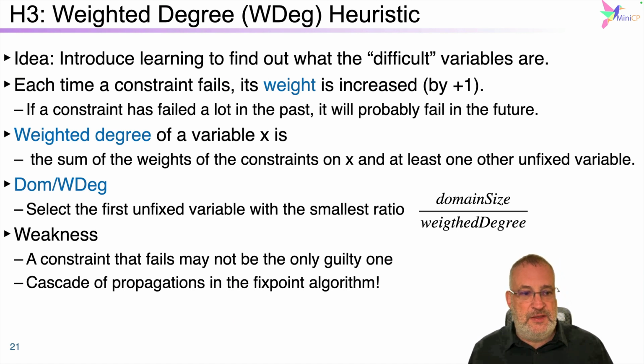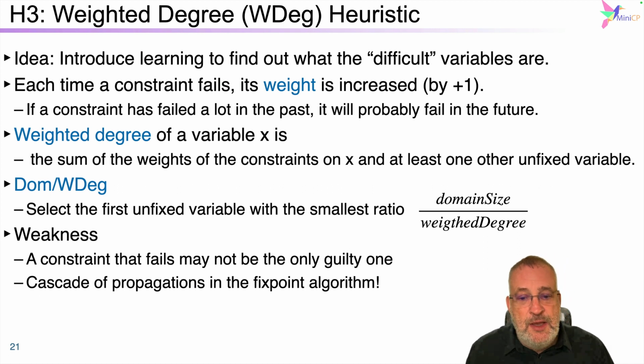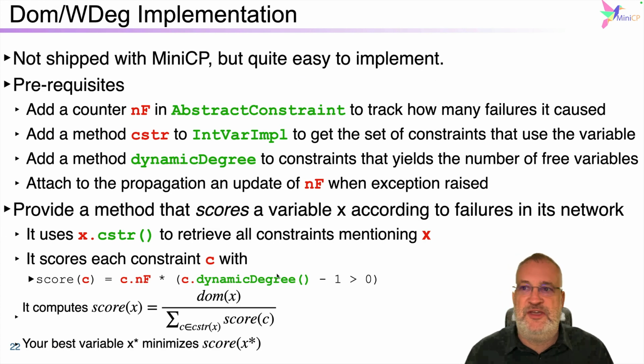Now, the weakness, of course, is that a constraint that fails may not be the only guilty party for causing the failures. There might be other constraints that do this, but the whole point is that the propagation will capture that in the fixed point algorithm, and we will get somewhere, maybe not as far as we want, but we'll manage to do something. So dom wdeg is not implemented in MiniCP, but the good news is that it's a wonderful exercise, as you can imagine. It's quite easy to do.